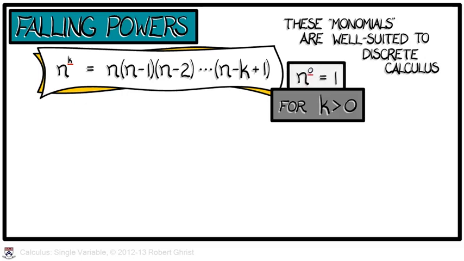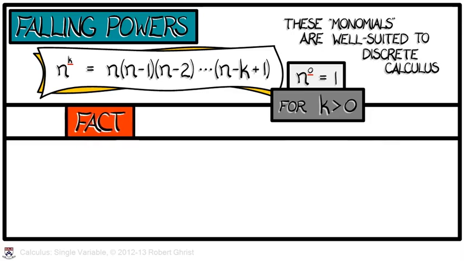For k equal to 0, we'll define n to the falling 0 to be 1, of course. Now, the reason why this is so useful is that the forward difference of n to the falling k is k times n to the falling k minus 1.